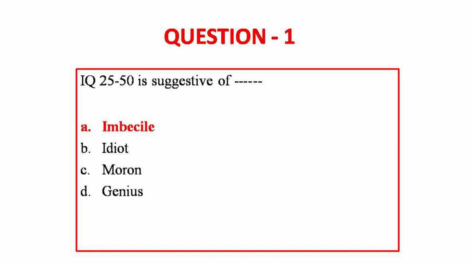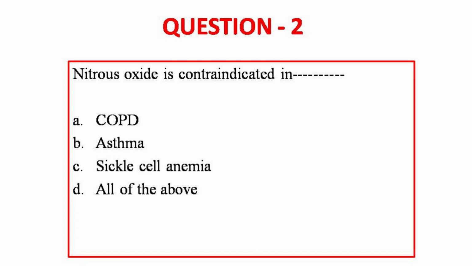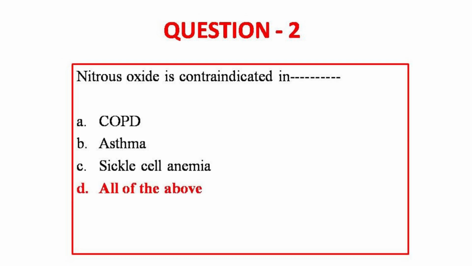So moving on to question number 2. Nitrous oxide is contraindicated in, they've given 4 options: COPD, asthma, sickle cell anemia, and all of the above. The answer to this question is all of the above.